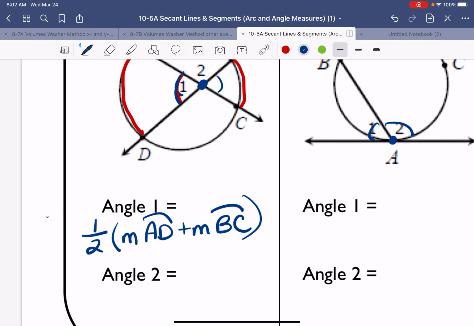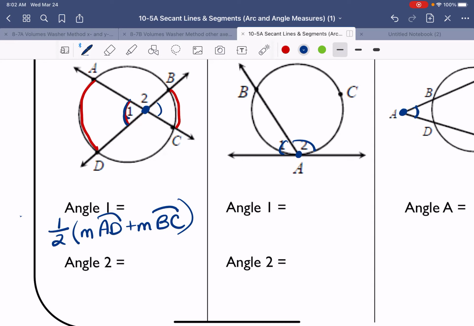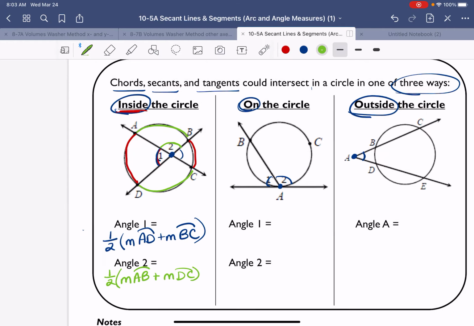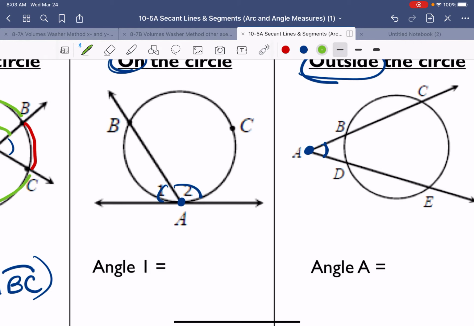Let me zoom in a little bit on there. Likewise, if I wanted to think about the measure of angle 2, I have to look at what arcs are connected to that, and that would be arc AB and arc DC. So angle 2 is 1/2 times the measure of arc AB plus the measure of arc DC. The measure of the angle is essentially just the average of the two arcs connected to it. Not so bad.